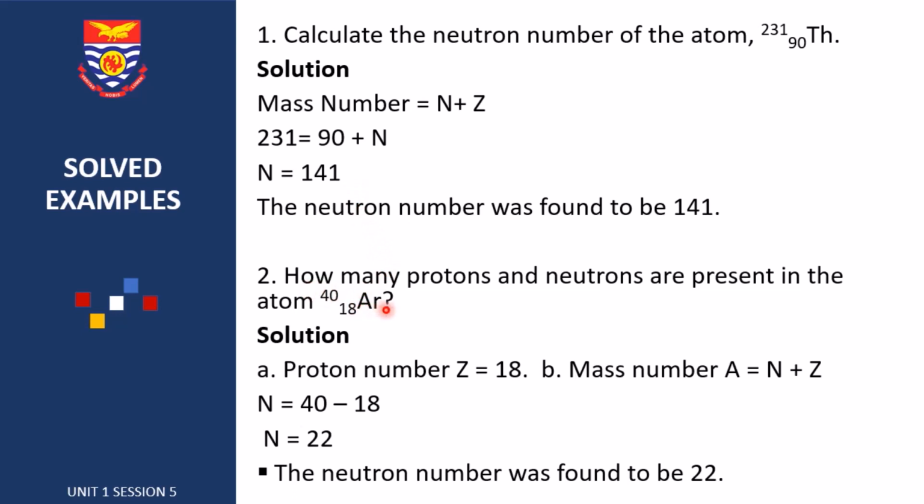Another example is question 2 here, which says how many protons and neutrons are present in an atom. This is argon with mass number 40 and proton number 18. So in this question, the proton number has already been given, which is 18, so we just state it. And we have to find the neutron number, but we know that mass number is given by neutron number plus atomic number. So we solve by making N the subject here, and we get a neutron number of 22.